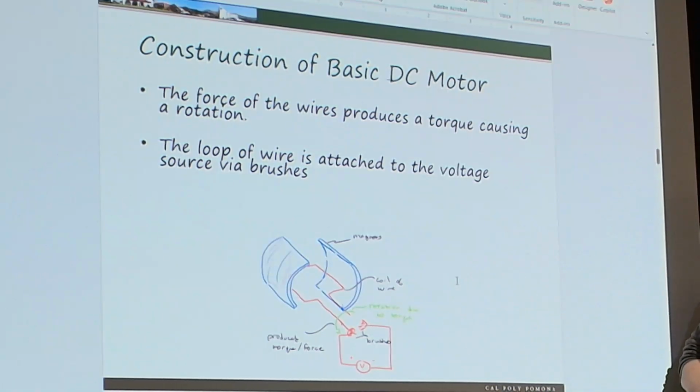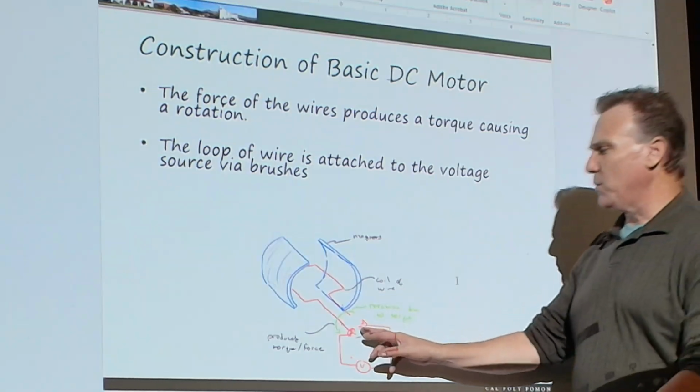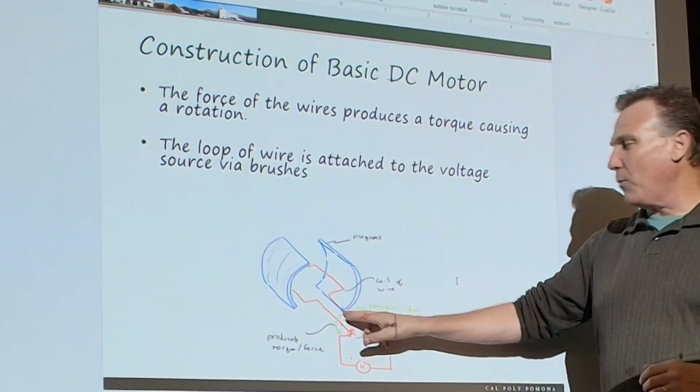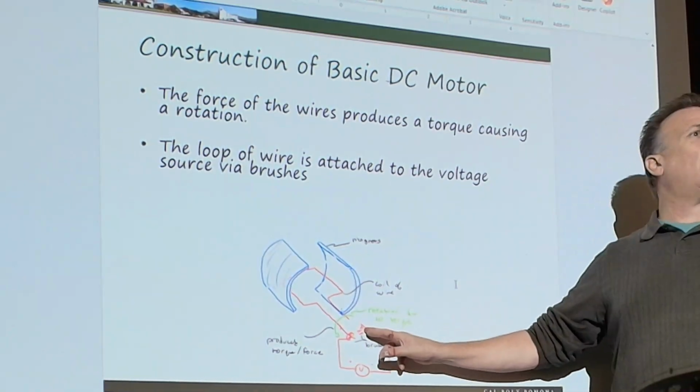Sound good? But we have these brushes, and so we have basically a contact point, where I have a bare wire that's connected to a bare wire.